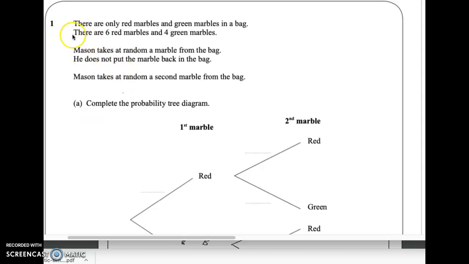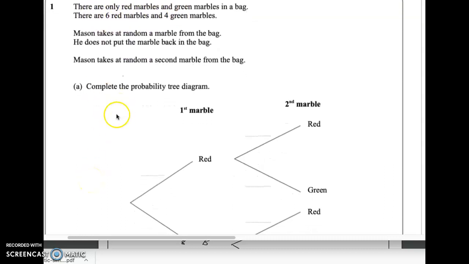So question 1, there are only red marbles and green marbles in a bag. There are 6 red marbles and 4 green marbles. Mason takes at random a marble from the bag. He does not put the marble back in the bag. Mason takes at random a second marble from the bag. So complete the probability tree diagram. So if there's 6 red marbles and 4 green marbles, that is a total of 10 marbles.